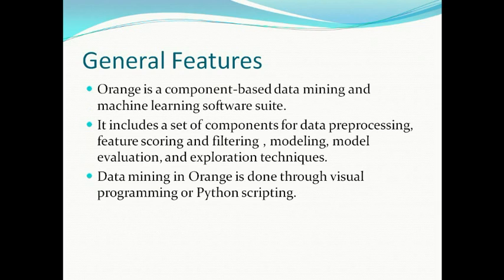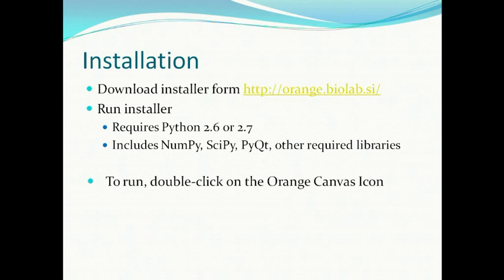So Orange is a component based data mining and machine learning software suite. It includes a set of components for data processing, feature scoring, filtering, modeling, model evaluation, and exploration of techniques. Data mining in Orange is done through visual programming or Python scripts. Now let's move on to installation.